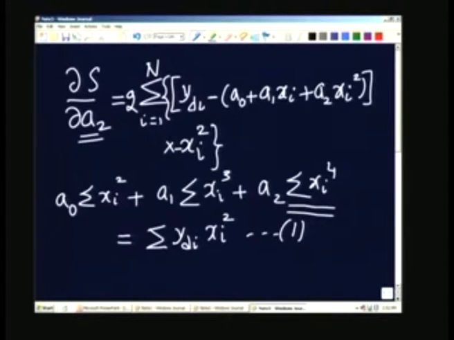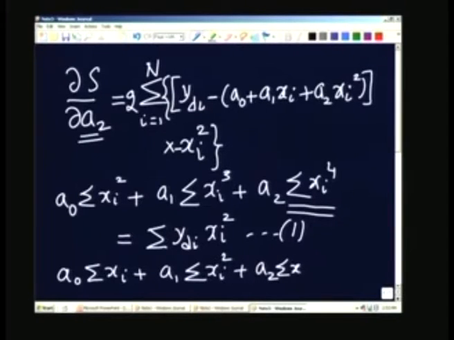So, by recapitulating what we did earlier, we can simply write the next two equations, and I would like the student to find out how to get them. So, the next equation will be a naught sigma xi plus A1 sigma xi squared plus A2 sigma xi cube is equal to sigma yi xi. I can call this equation number 2.